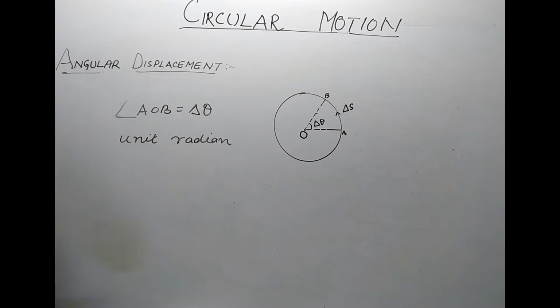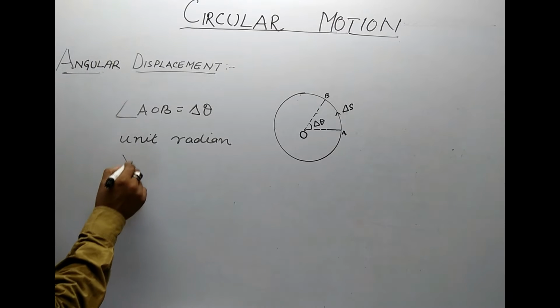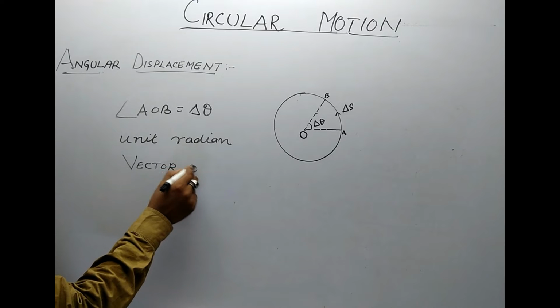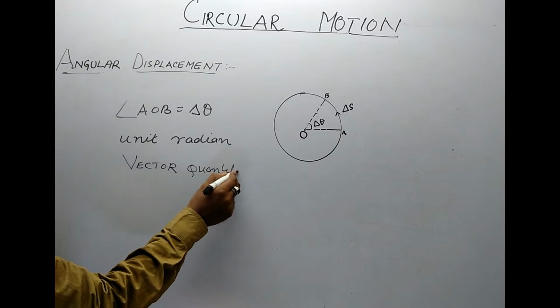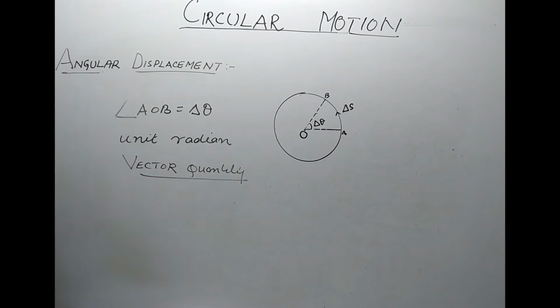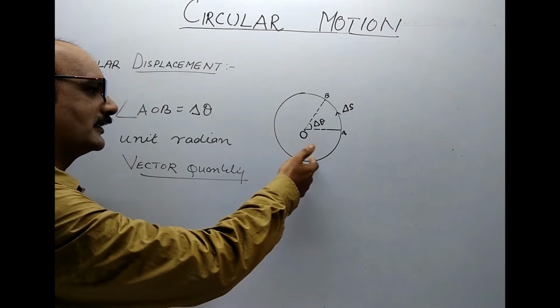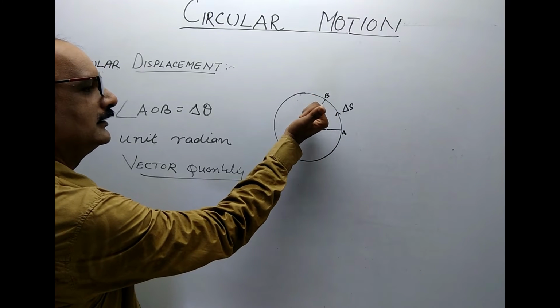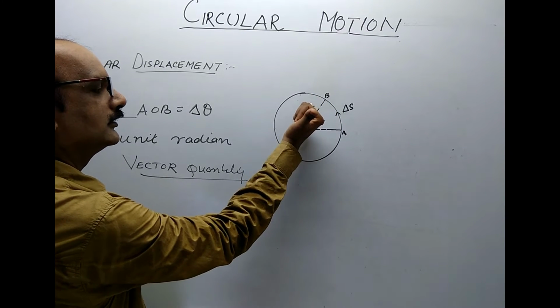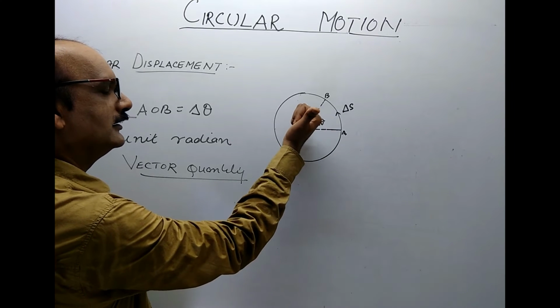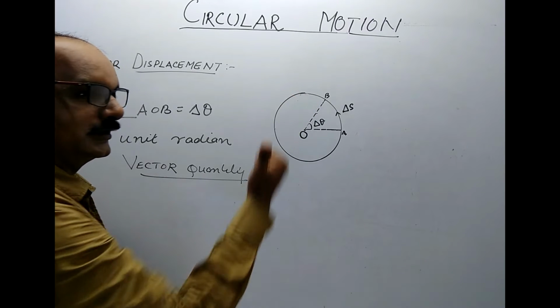Now, this angular displacement is a vector quantity, and its direction is given by right hand thumb rule. That is, if the object is moving in anti-clockwise direction, then curl your finger like this, and the thumb will give the direction of the angular displacement. That is, it will be in outward direction.